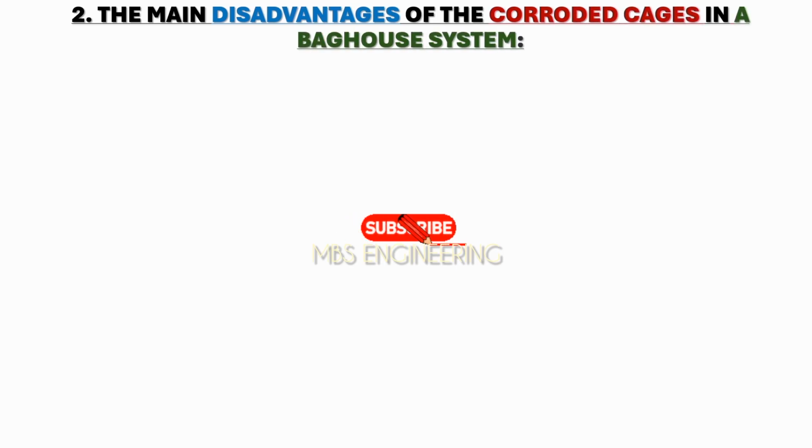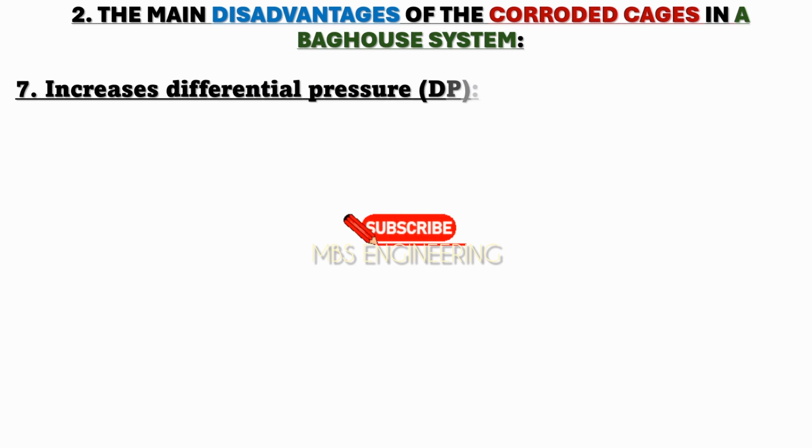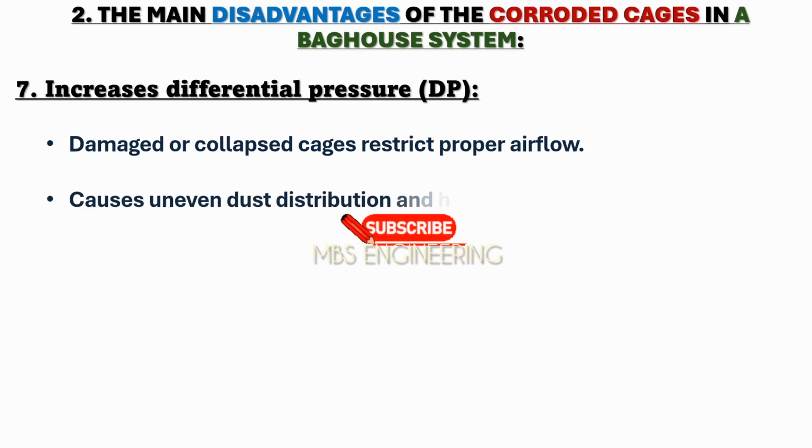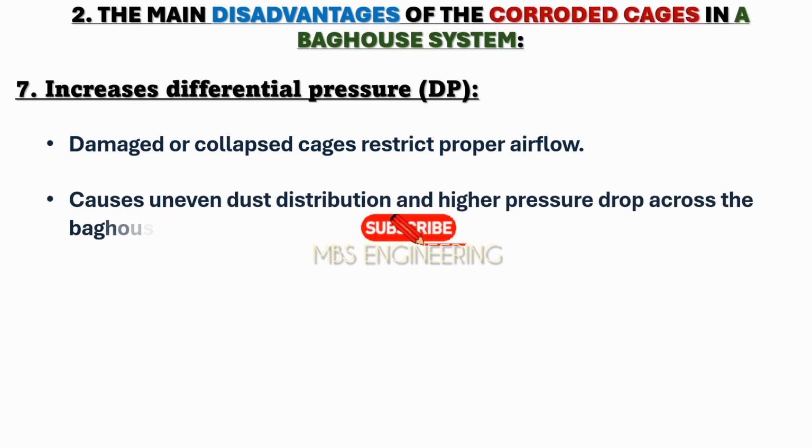Next, we will learn and understand the main disadvantages of corroded cages in a baghouse system. The seventh disadvantage is increased differential pressure, DP. Damaged or collapsed cages restrict proper airflow, causing uneven dust distribution and higher pressure drop across the baghouse.